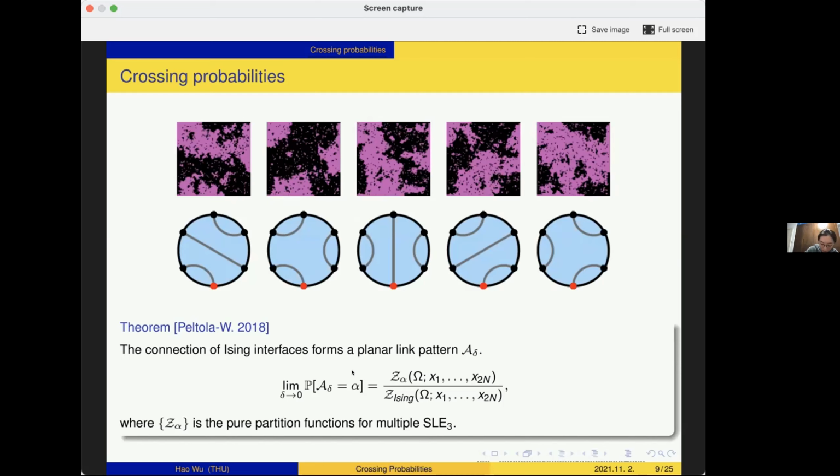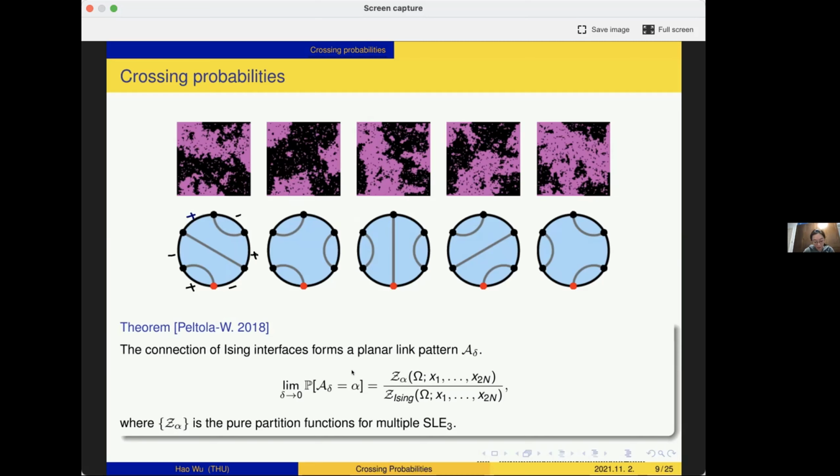We go to a polygon with 6 marked points, say. These 6 marked points will divide the boundary into 6 boundary arcs. And now we require the boundary condition to be alternating. Precisely, we require all vertices on these boundary arcs to be plus, minus, plus, minus, plus, minus.